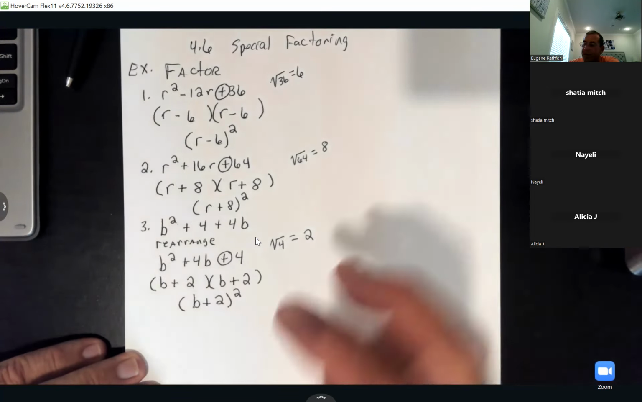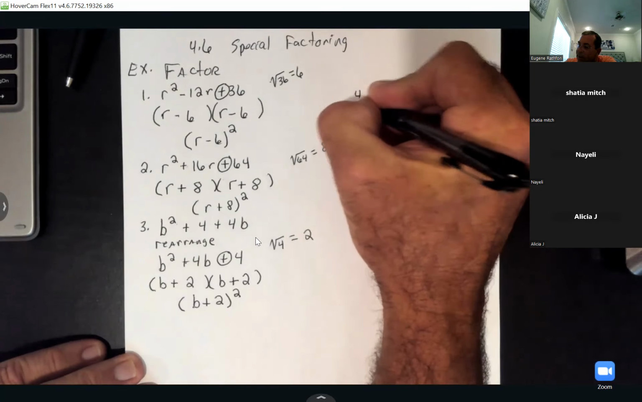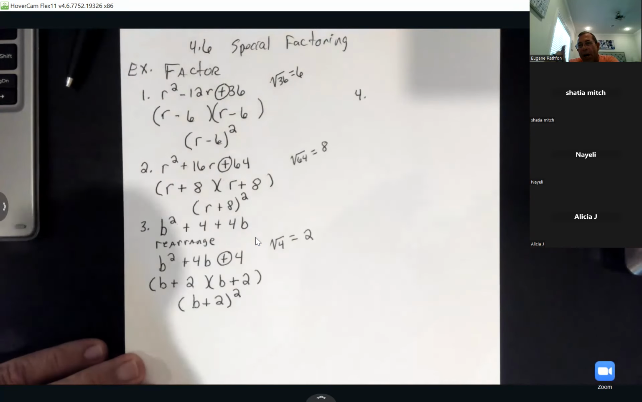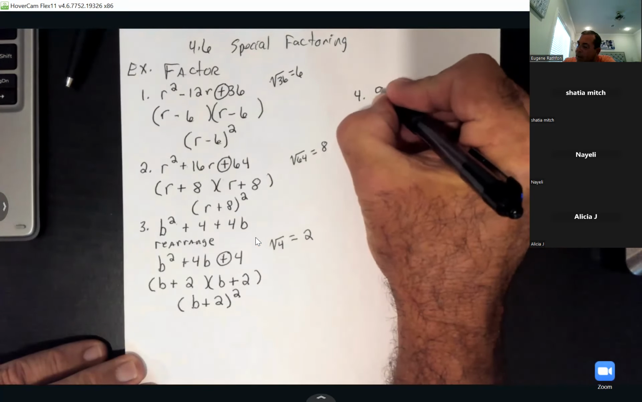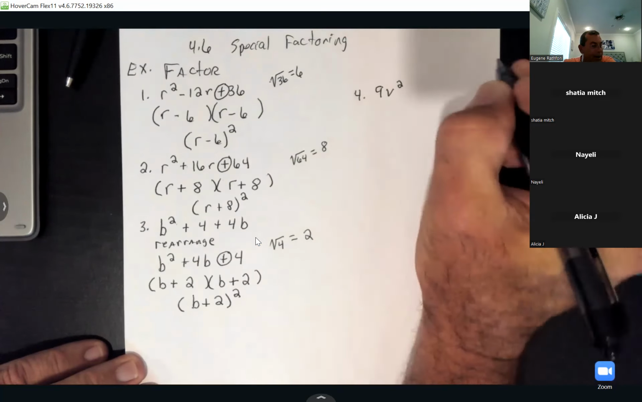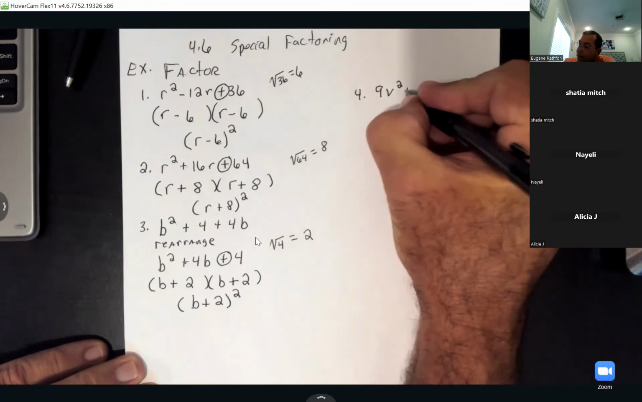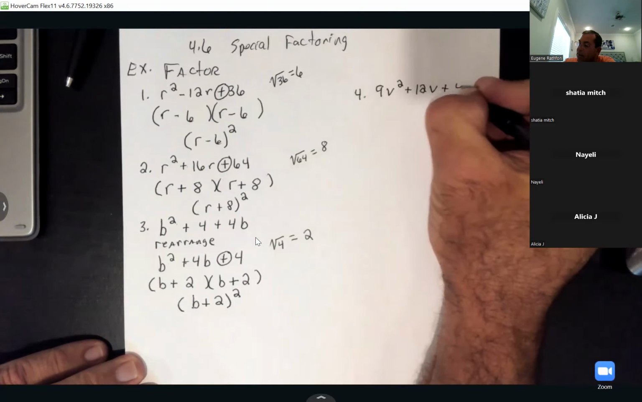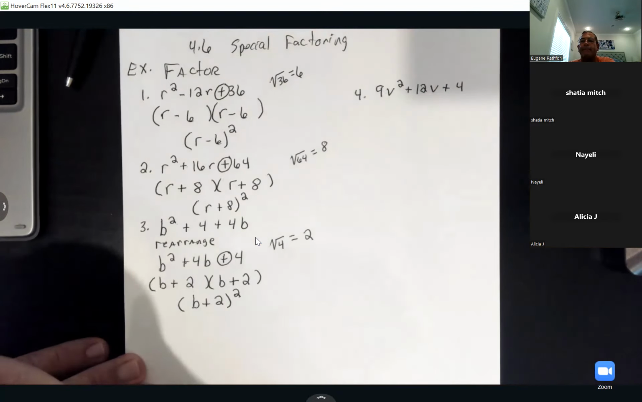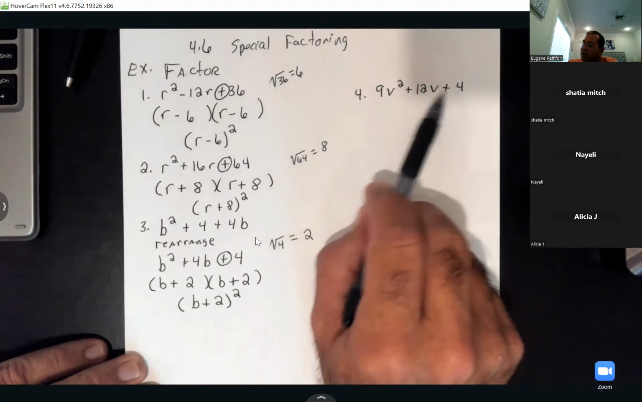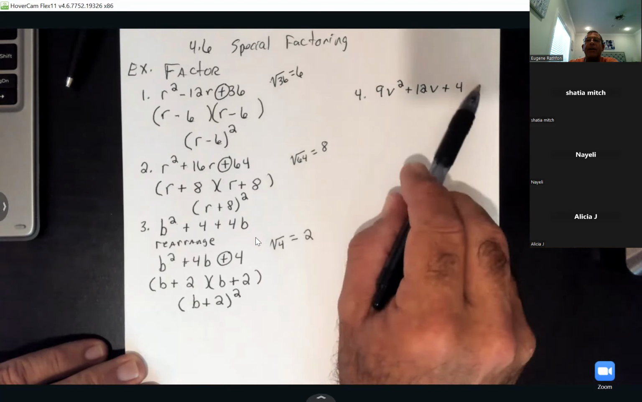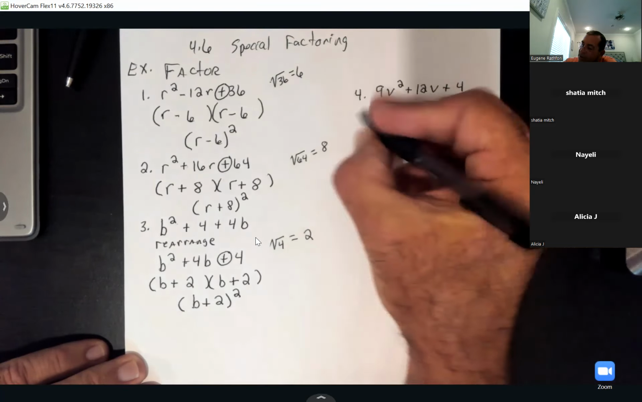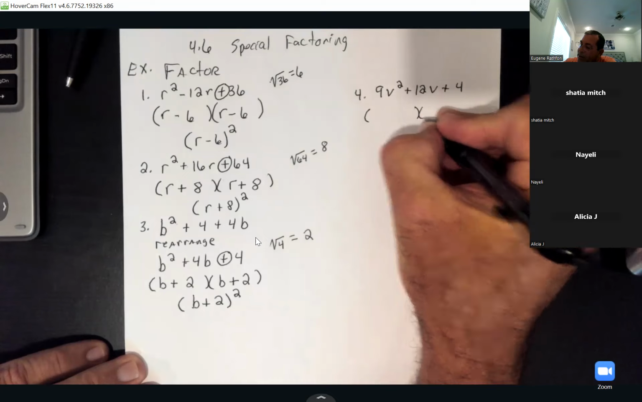So they're not too bad. You just got to play around with these a little bit. Watch my number 4 here. So they're going to sort of turn it up a little bit. 9v squared plus a 12v plus 4. So notice, once again, there is no greatest common factor. So I'm going to go into my parentheses.